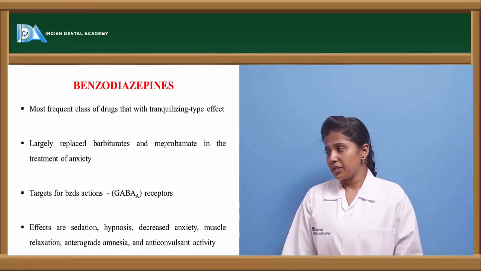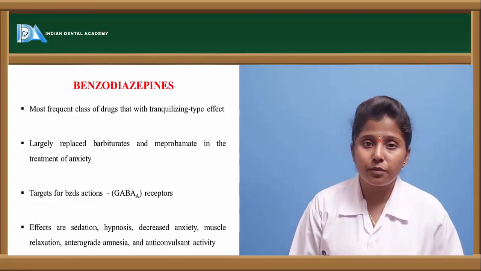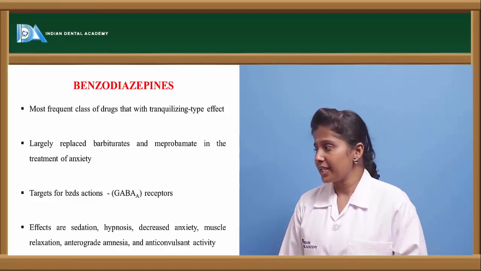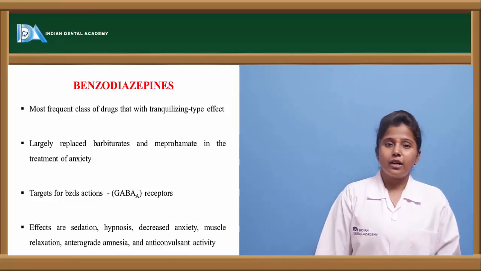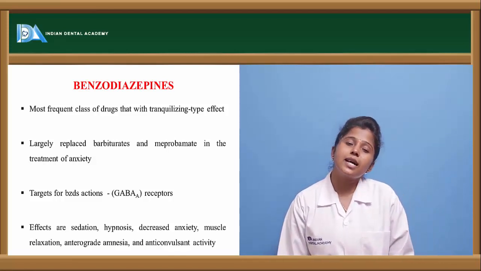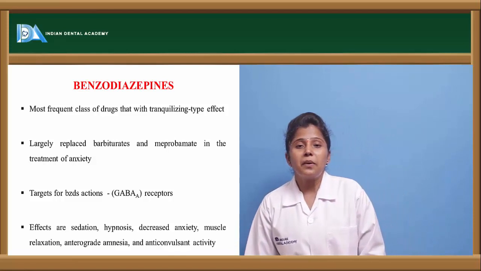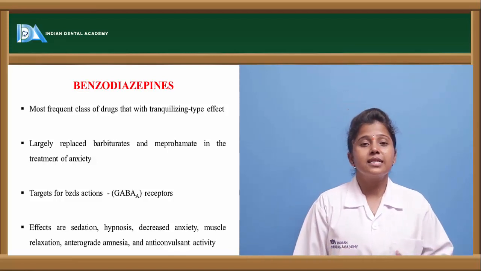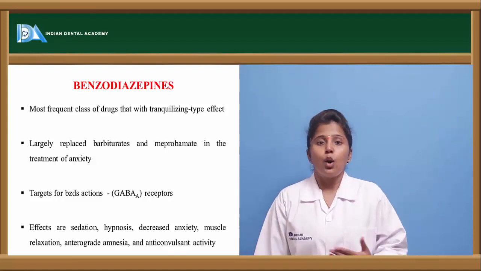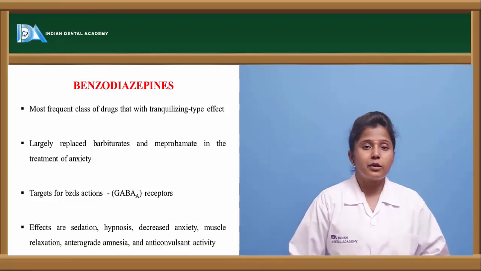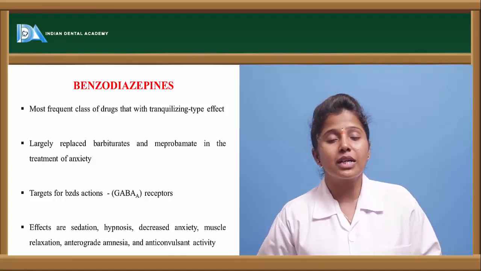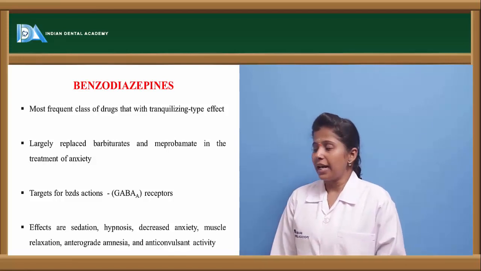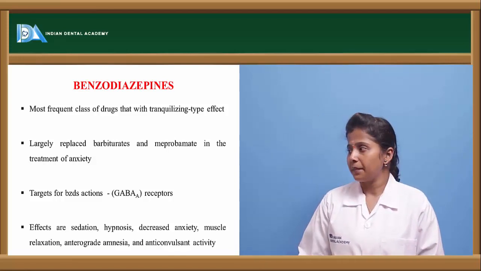exert its actions. The various effects shown by these benzodiazepines are sedation, hypnosis, anxiolysis, muscle relaxation, anterograde amnesia, and anticonvulsant activity. Anterograde amnesia is a kind of amnesia where the person has inability to memorize things after the state of amnesia. So if a person comes out of the state of amnesia, then he won't have the ability to memorize the things. So that is anterograde amnesia.